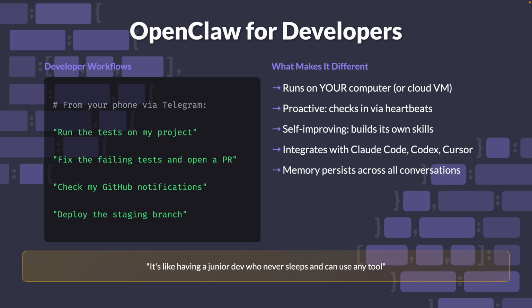Imagine you're on a walk and you get a notification that tests are failing. You just text your OpenClaw, fix the failing test, and open a PR. It does the work while you finish your walk.